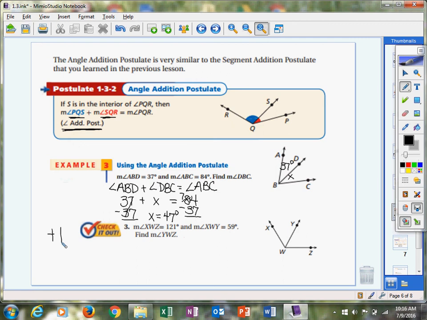One last thing is you're probably wondering why they have this little m in front of it. That technically means the measure of. Whenever we're talking about the actual measure of an angle, we're going to put that little m out in front. So if you were wondering why that was there, that's why.